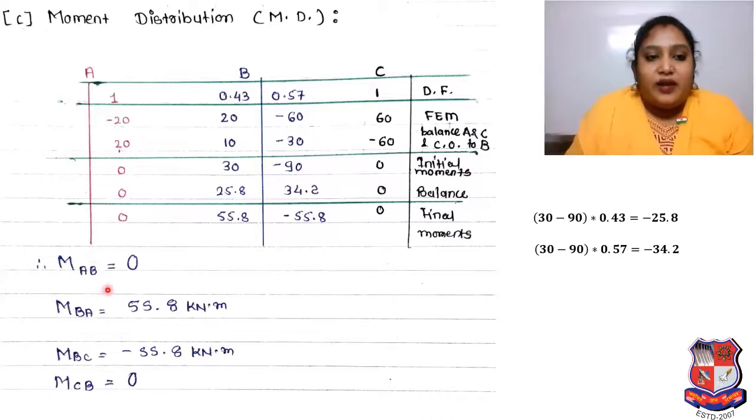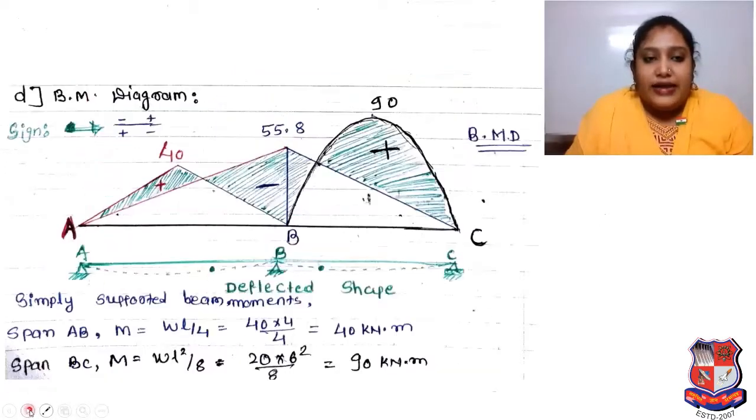Now moment at AB is 0, moment at BA is 55.8 kilonewton meter, here minus 55.8 kilonewton meter, here 0. That we have to mention because it will be helpful to draw our diagram.